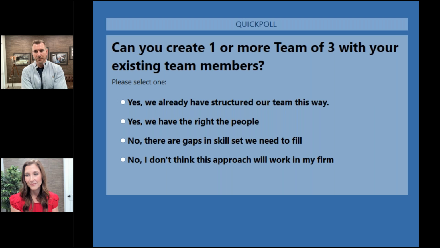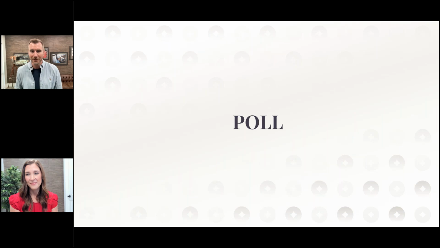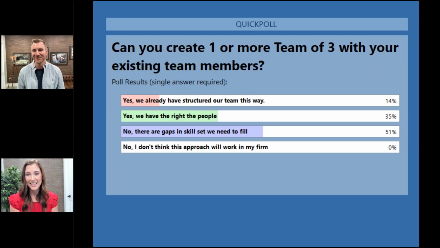Yeah. So as answers are coming in, we're going to give people a little bit more time to respond, but it looks like about 50% are saying no, there are gaps in skill set we need to fill, which is good to know. About a third of you said we have the right people, and then about 14-15% of you said we're already structured this way. So that's great. And 0 of you are saying, no, I don't think this approach will work. So you're at the right webinar, so we can talk through this.